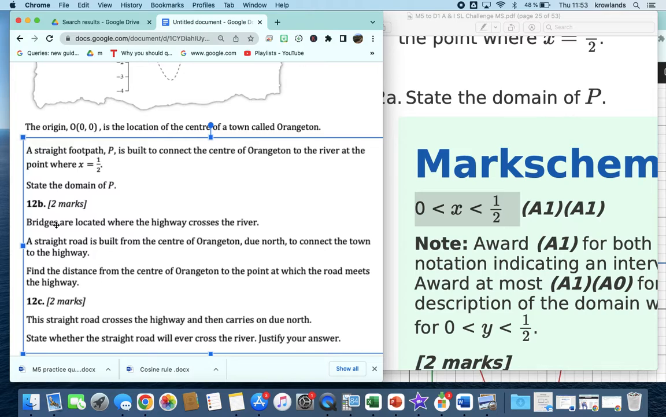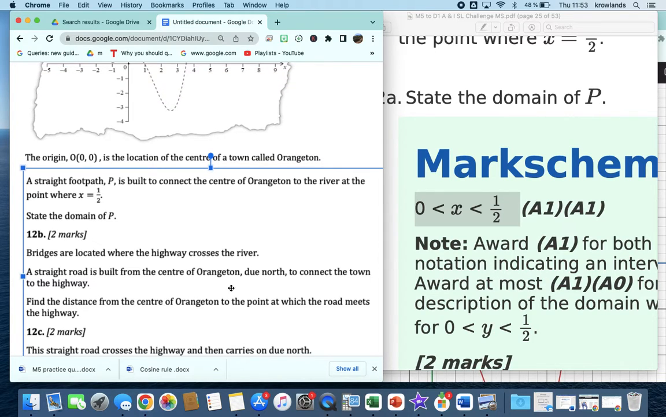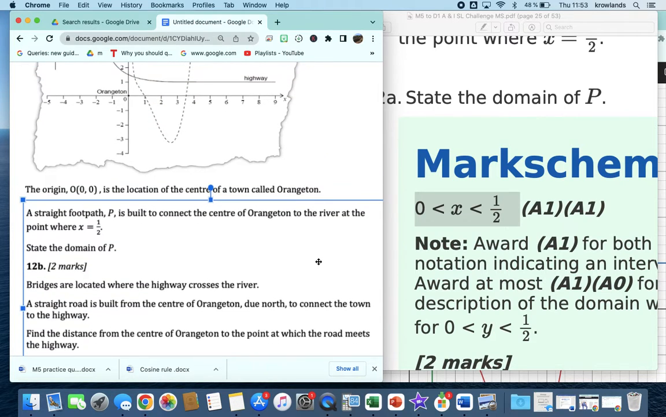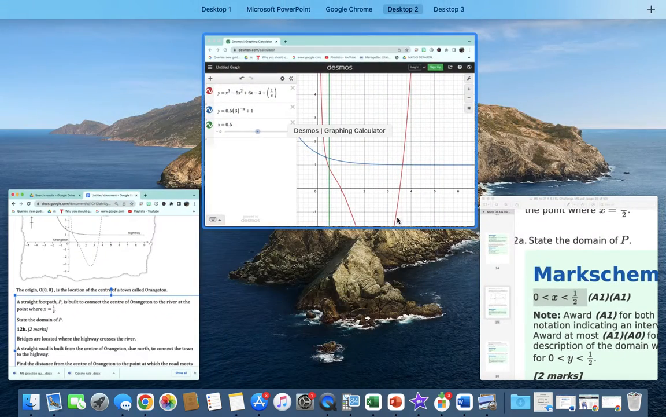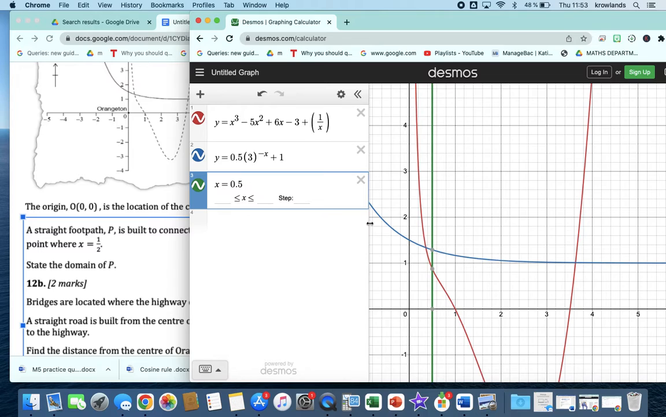The next question: bridges are located where the highway crosses the river. A straight road is built from the centre of Orangutan due north, so due north means just up the page, to connect the town to the highway. Find the distance from Orangutan to the point at which the road meets the highway. So this time, rather than looking at x equals 0.5, we're going to look at x equals 0. And all we want to do is find where these two cross.